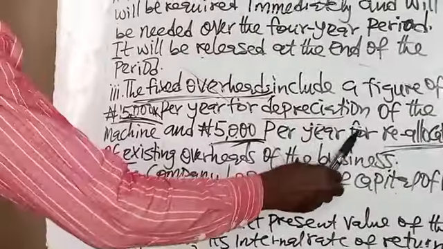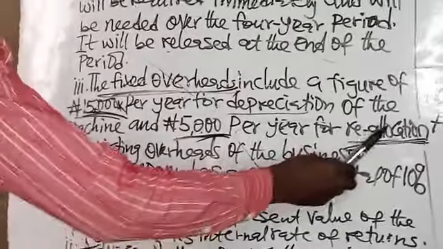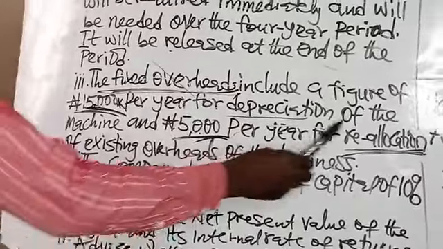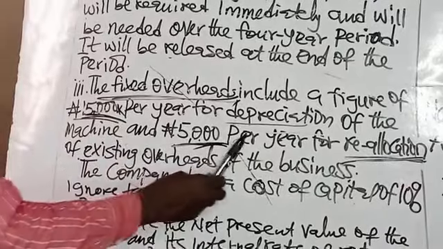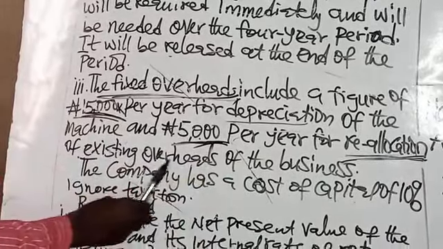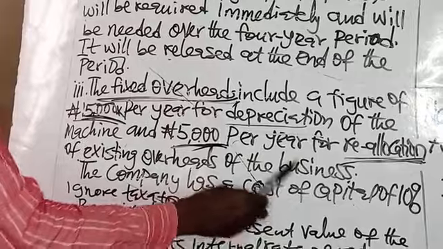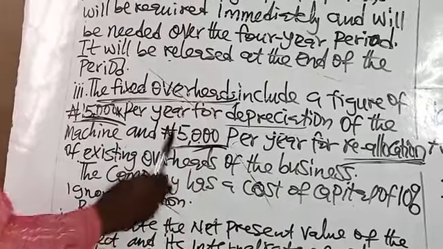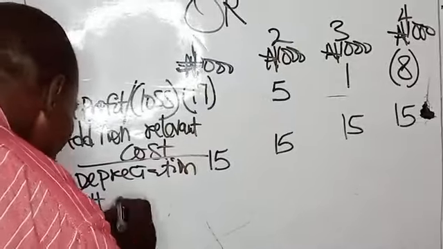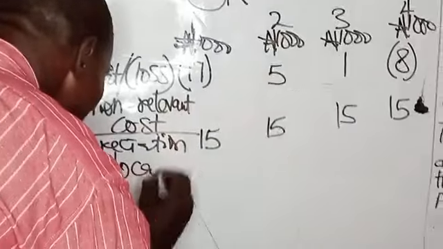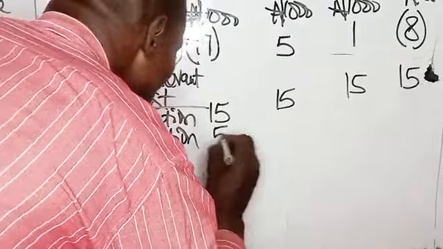Then we also have 5,000 per year for reallocation of existing overheads of the business. Overhead allocation of 5,000 is also not relevant, so we add it.